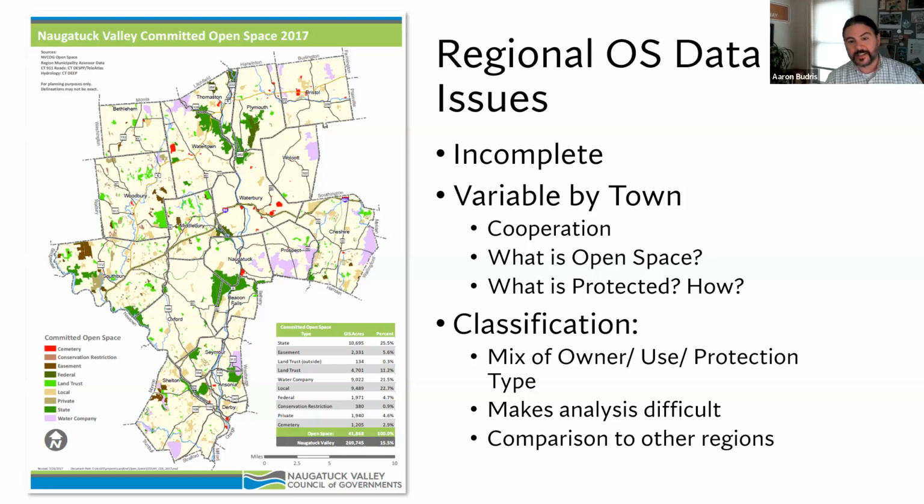Towns also have really different ideas about what open space is and what types of property should be included in inventories like this. And it's difficult sometimes to sort out what property should be considered protected and which should not. The classification system that we had used previously was not perfect. It classified properties by a mix of owner type, use, and protection type, and that really made analysis difficult. And historically, there was no data standard, so comparing our data to data from other regions or even statewide was pretty much impossible. Next slide.